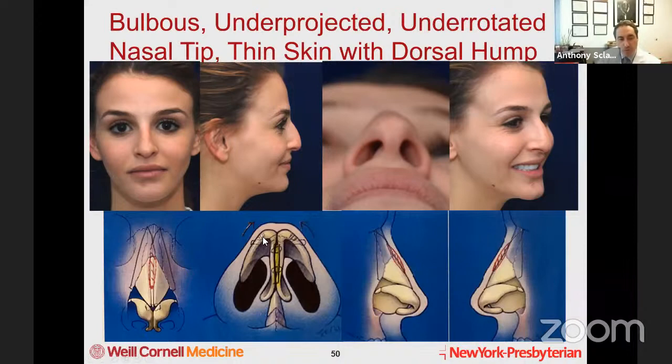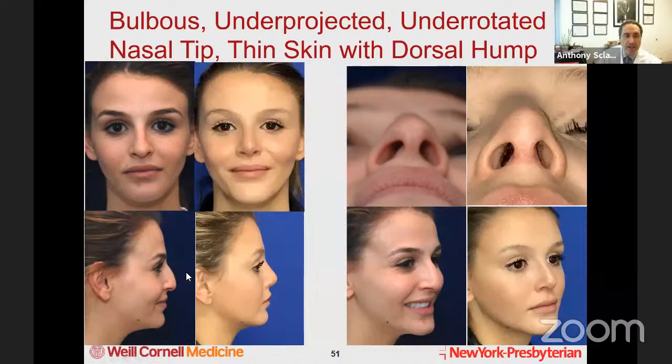She had reasonably strong cartilage. I had to morselize this cartilage to get it to bend. Once we rotated and projected her tip, she didn't need that much dorsal reduction. We did a little dorsal reduction, medial and lateral osteotomies. And there she is. And you look at her tip and you say, wow, there's a huge difference in terms of the tip width.